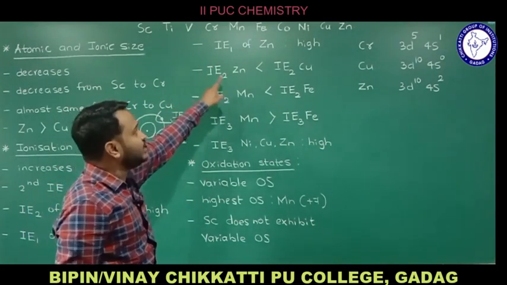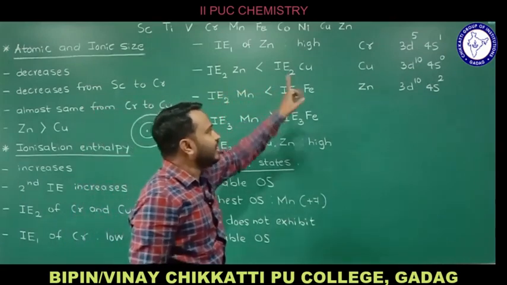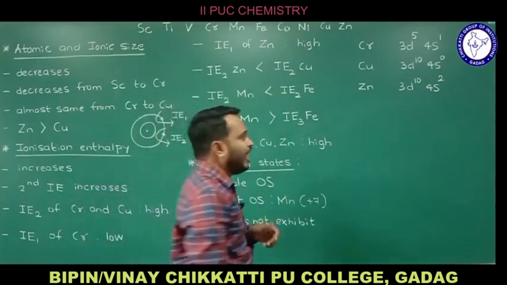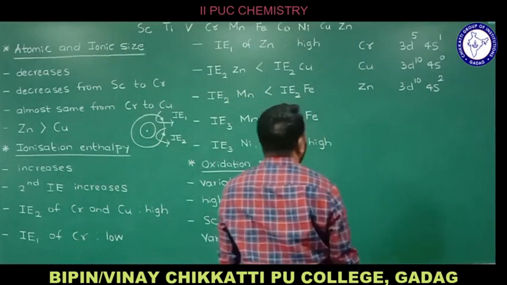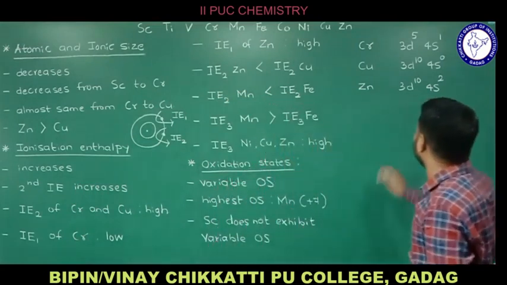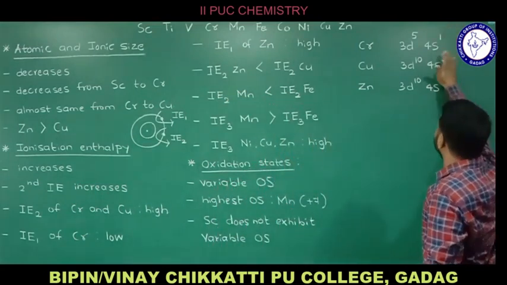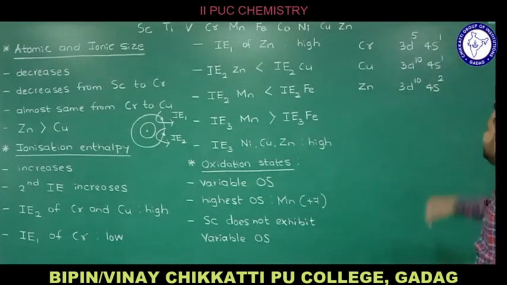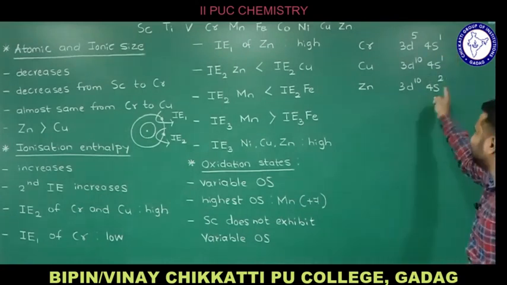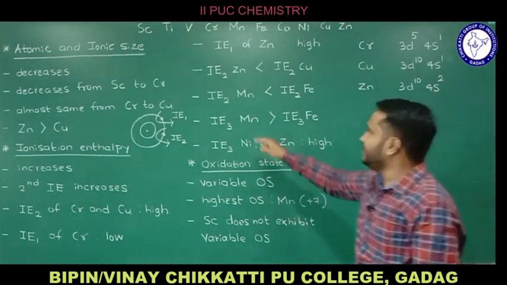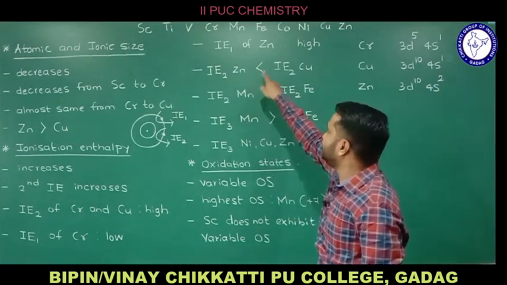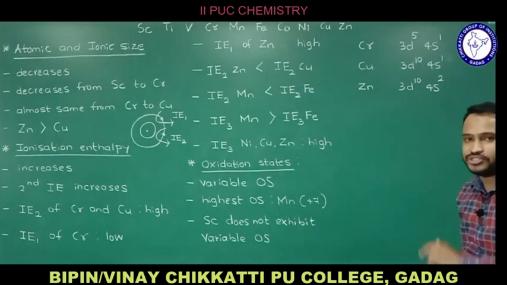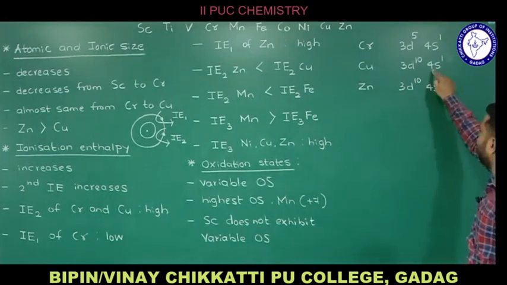Second ionization energy of zinc and second ionization energy of copper, we'll compare that and analyze. Copper electronic configuration is 3d10 4s1, isn't it? For zinc it is 3d10 4s2. So what I am going to say here is the second ionization energy of zinc is less than the second ionization energy of copper.